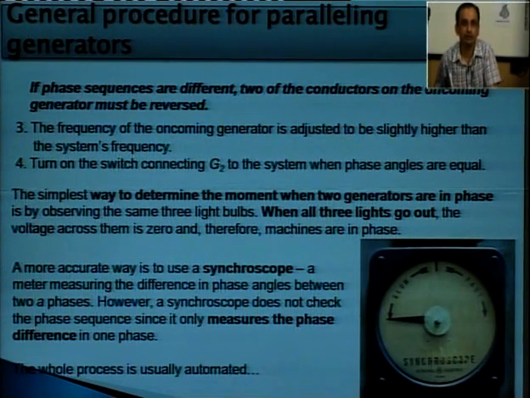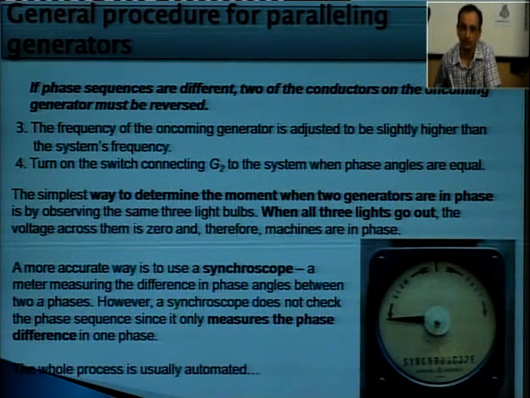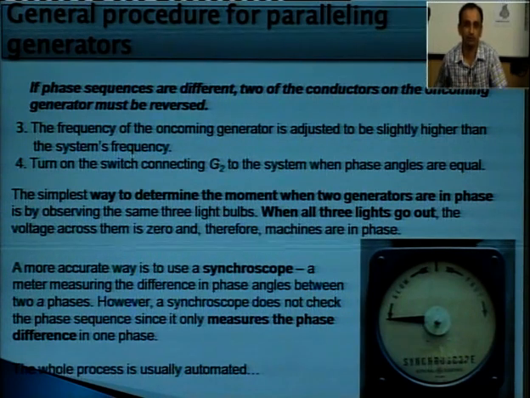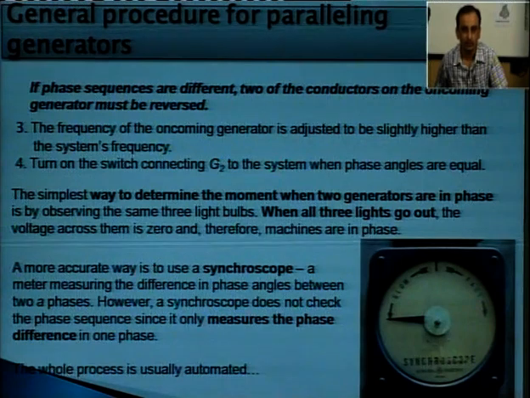The frequency of the incoming generator is adjusted to be slightly higher than the system frequency. In a generator, the frequency is changed with the help of the speed. So, you can slightly vary the speed and adjust the frequency and keep it slightly higher than the frequency of the generator which is already on the system. And once these conditions are met, like voltage is equal, frequency is equal, phase sequence is equal, then you can connect that switch G2.